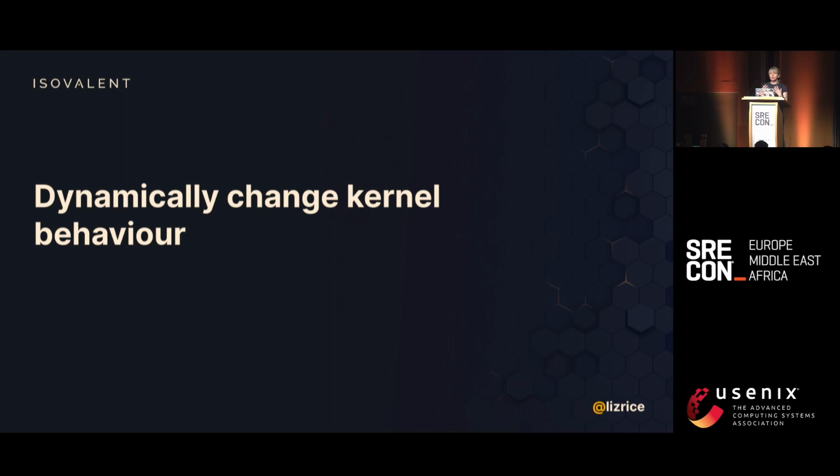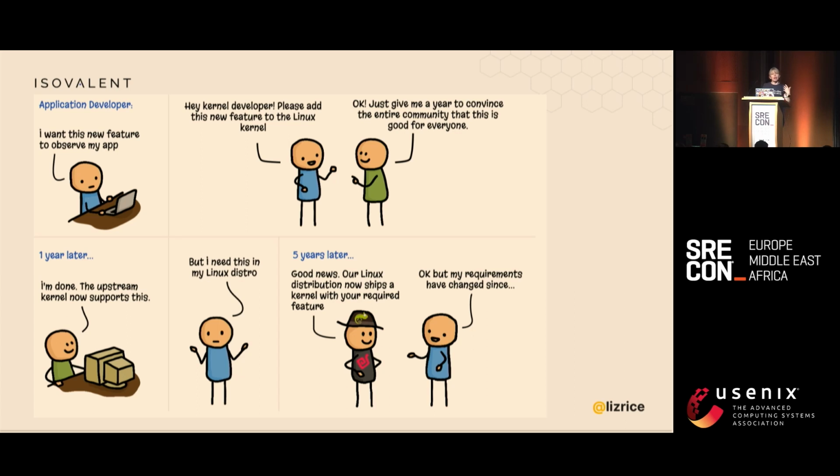Now, I talked about the fact that this is dynamically changing the way the kernel behaves. And now that you've seen a couple of examples of it, let's step back a bit and think about why this is important. Now, if you want to make a change to the Linux kernel, well, first of all, it's actually really difficult. Kernel developers are experts in their field. There's tens of millions of lines of code in the kernel. And if you wanted to change the way the kernel behaves, you'd have to convince the community that that change was relevant to everyone.